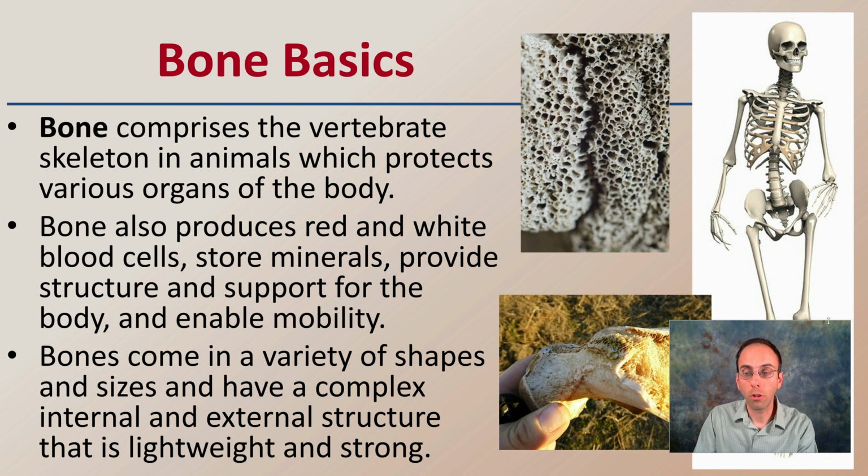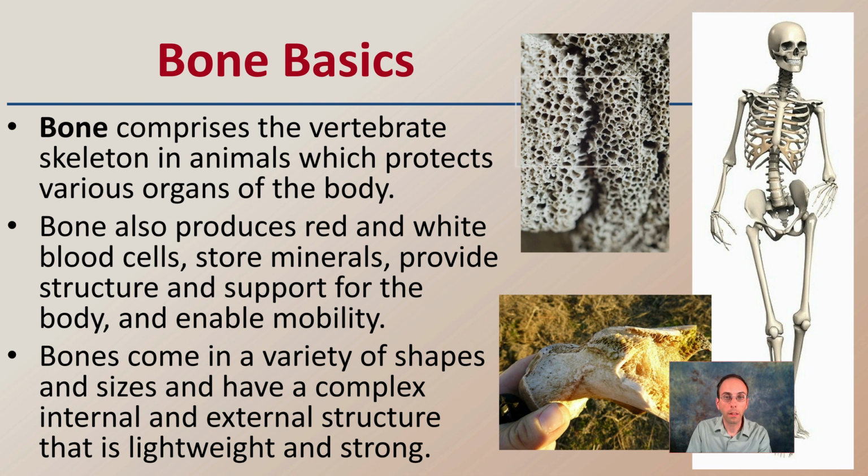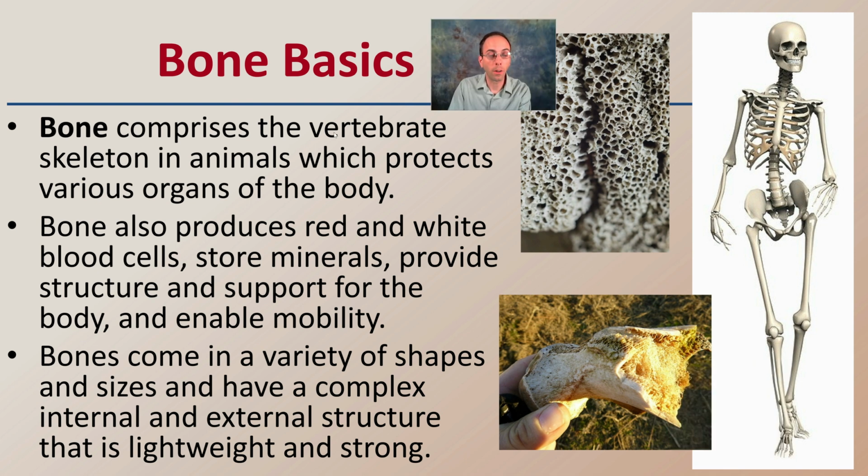Starting in general with bones. Bones comprise the vertebral skeleton of animals, which protects the various organs of the body. Remember, this is an endoskeleton. It looks very porous, as we can see here. And in those pores, when the organism is living, it will produce red and white blood cells. It also stores minerals, provides structure and support for the body, and enables mobility. Bones come in a variety of shapes and sizes and have complex internal and external structures that are lightweight yet strong. We're going to go over some of those, focusing mainly on the human body here.